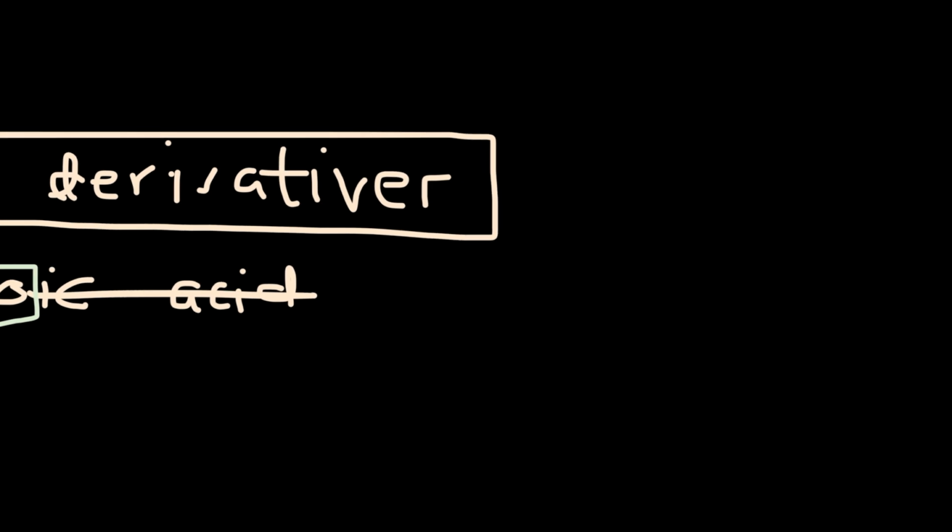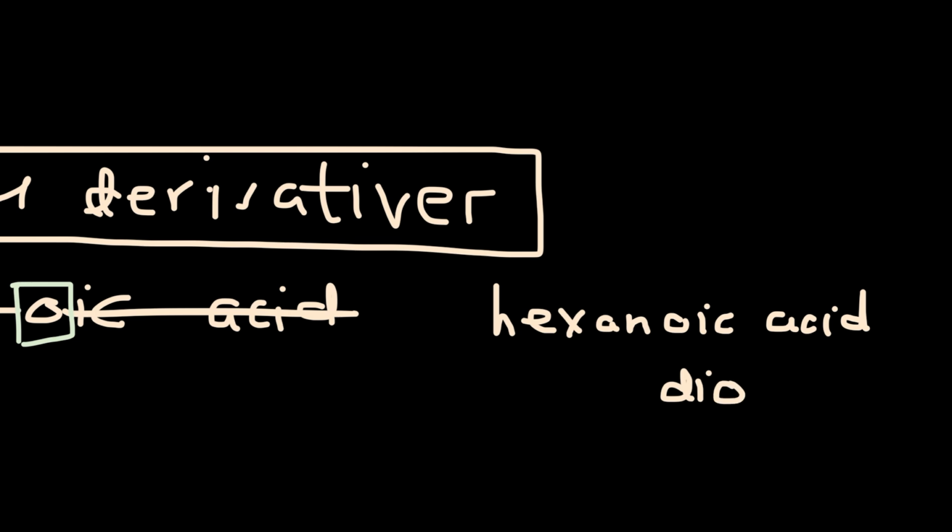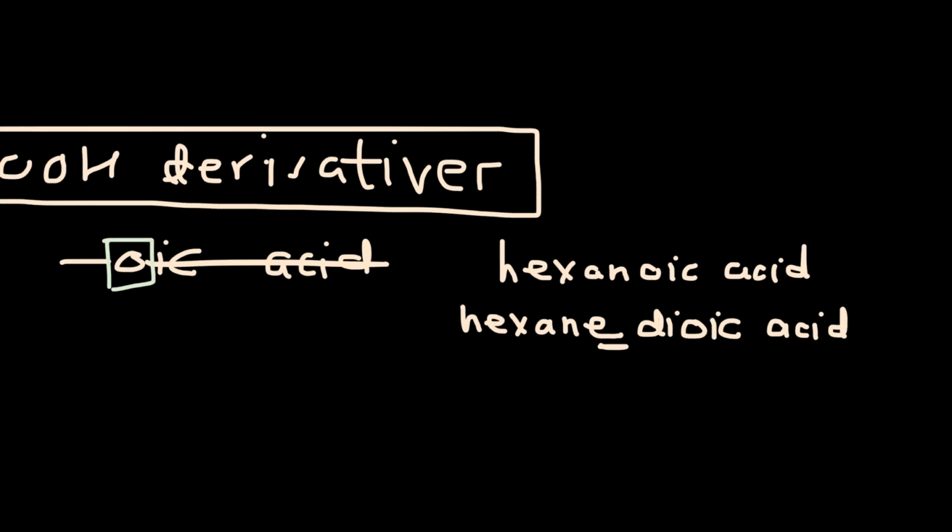Now I want to note something kind of strange here, is that you might name something as hexanoic acid, which is correct, it's IUPAC. But if you want to name a dioic acid, you will have to include the E at the end. So now this is hexanedioic acid. Okay.